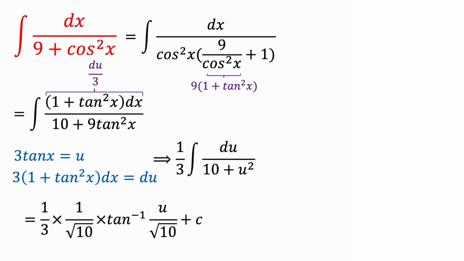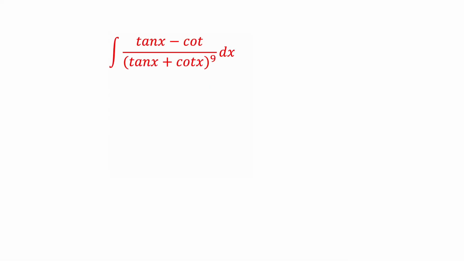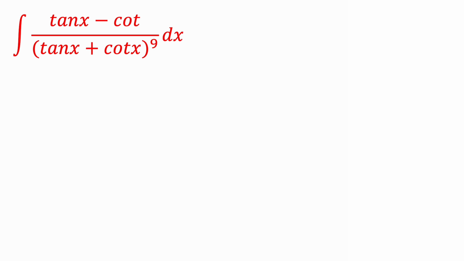The next problem is also beautiful. It's one of those questions that makes you wonder, how was I supposed to know that? How were we supposed to know? Experience. Well done. Now let's look at the integral. The quantity tangent x minus cotangent x divided by the quantity tangent x plus cotangent x raised to the power of 9. Look at that high exponent.